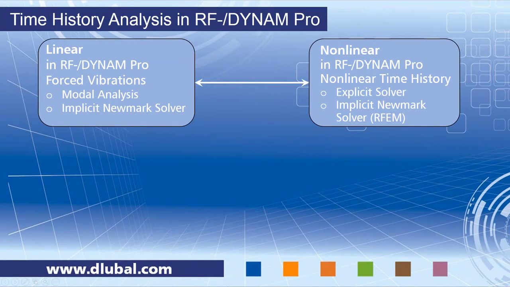The nonlinear time history analysis is in RFEM a large deformation analysis. In RSTAB, you have both types of analysis available. You can apply the theory of small or large deformations. All nonlinearities that are defined in the model are considered also in the time history analysis. In RFEM, we have two solvers available, the explicit and the implicit solver. I go into detail on this. And in RSTAB, we have the explicit solver only.